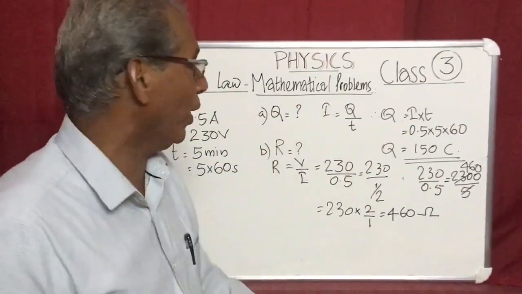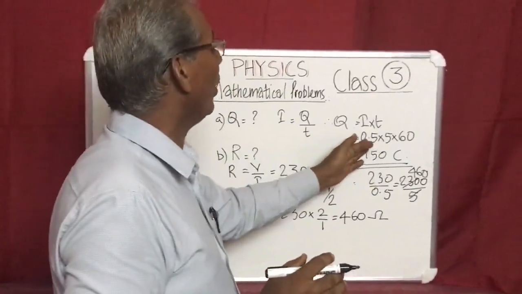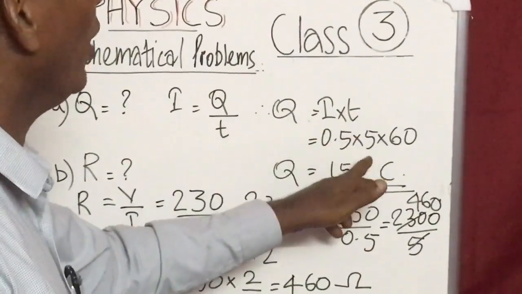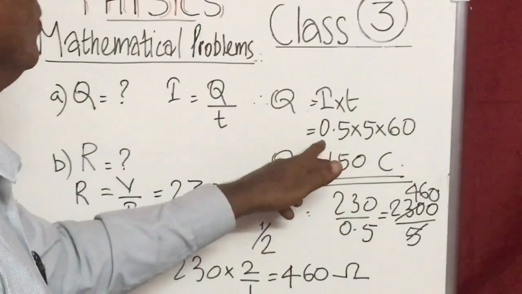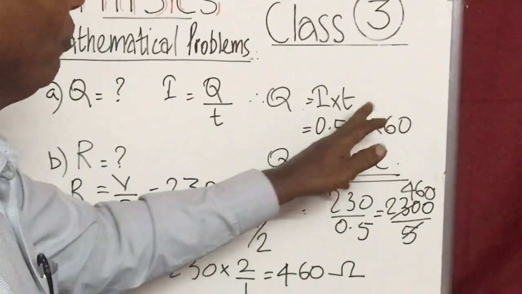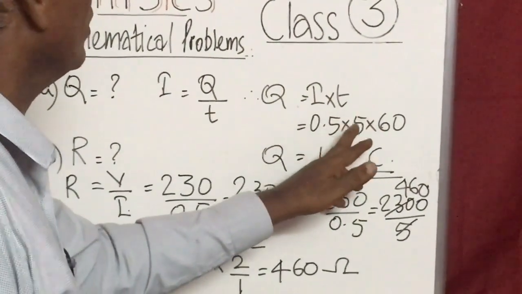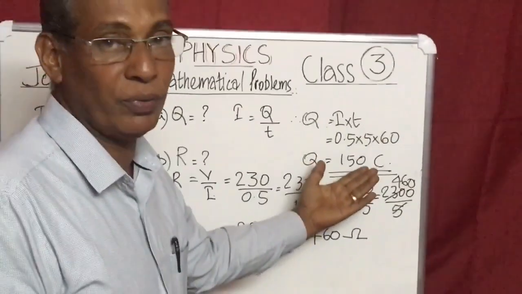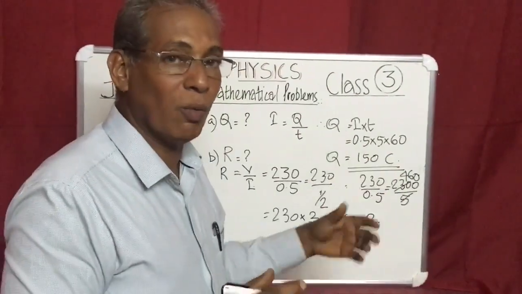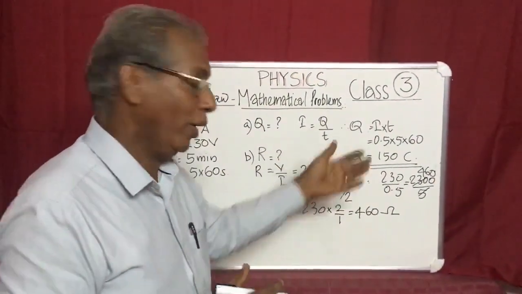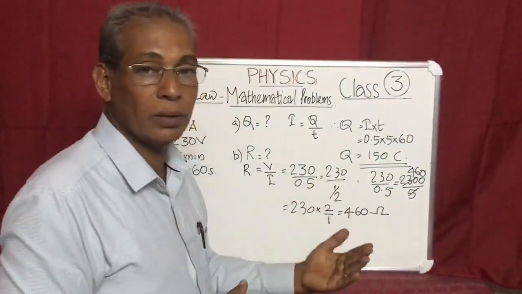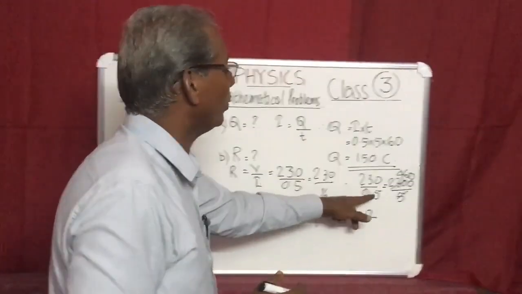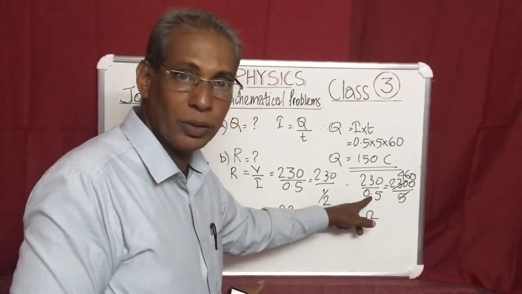0.5 is nothing but 1 by 2. Here also we can do the same way. If you substitute 1 by 2 into 5 into 60, that is 60 by 2, 30 into 5, 150, or 5 into 60, 300 by 2, 150. You can use any. Once you get the idea, you can do it both ways, or whichever is easy for you. So here is the fraction side and this is the decimal side. I am sure you got both ideas.